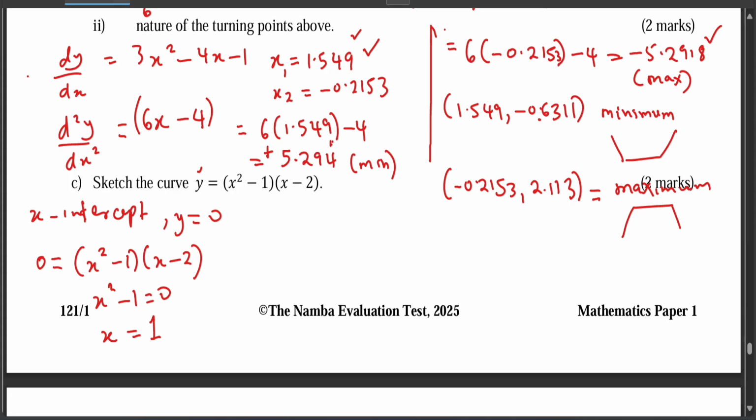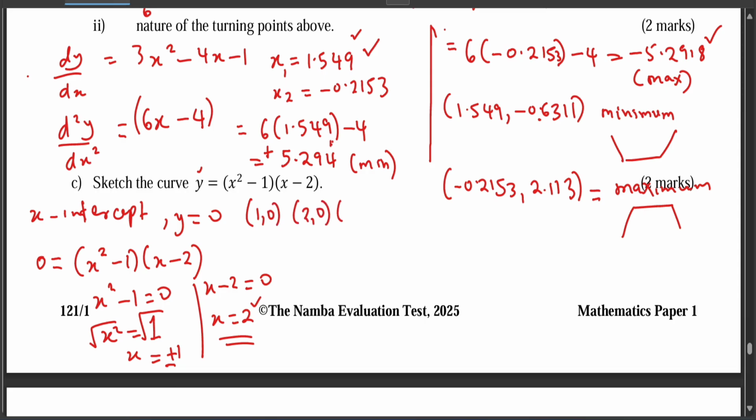Since it's x squared, your x is either positive 1 or negative 1. If the other factor, x minus 2, is equal to 0, then your x is equal to 2. So you have 3 x-intercepts: positive 1, negative 1, and positive 2. So you have the points 1, 0; 2, 0; and also negative 1, 0, because this is a cubic graph.